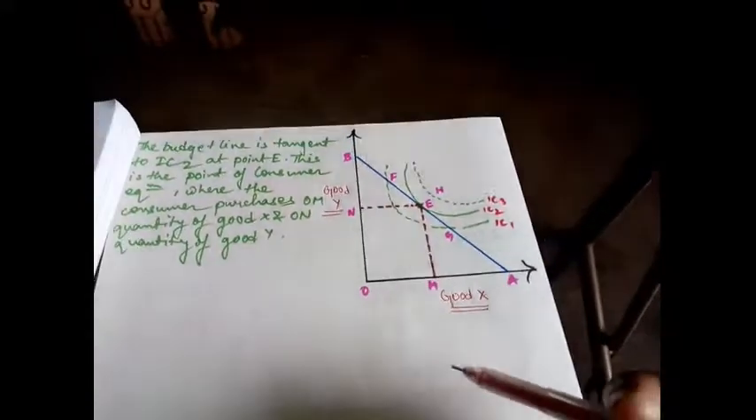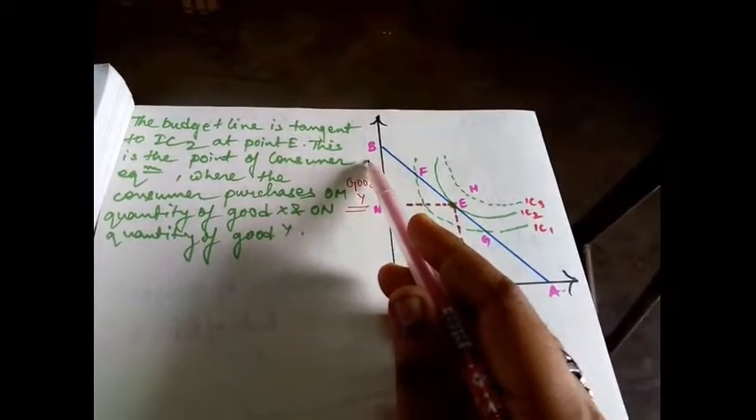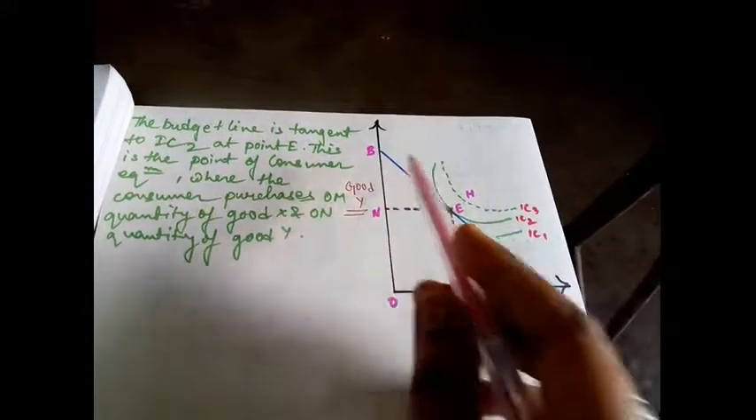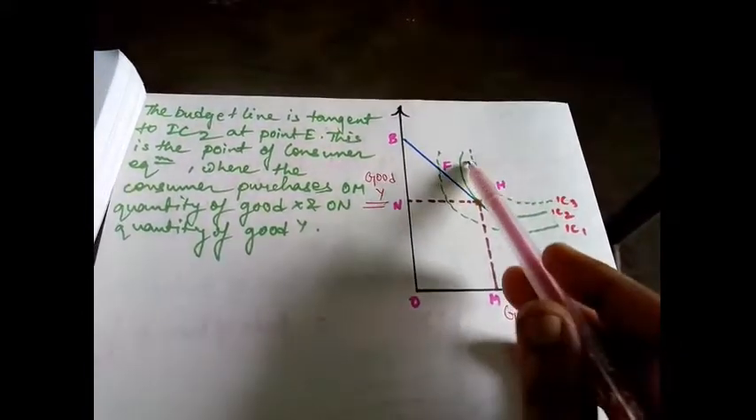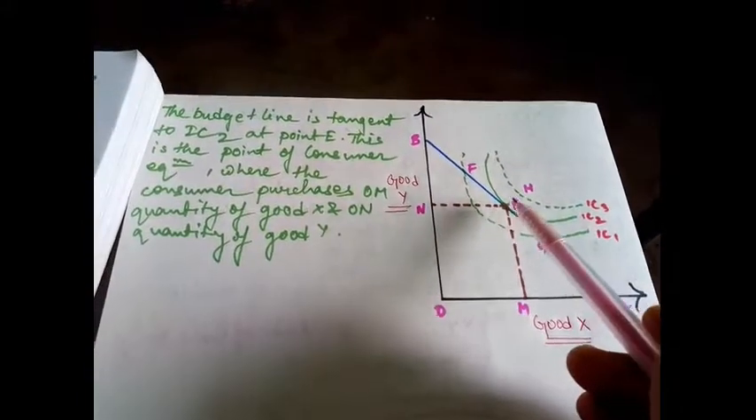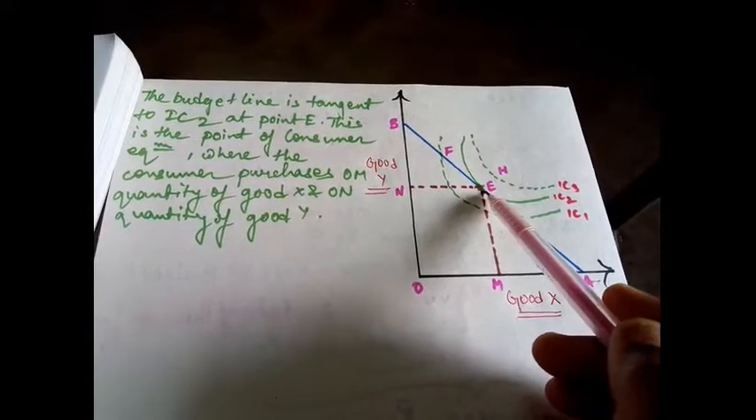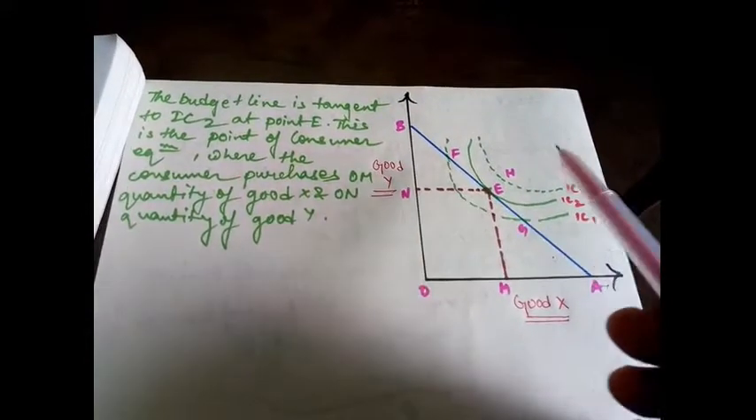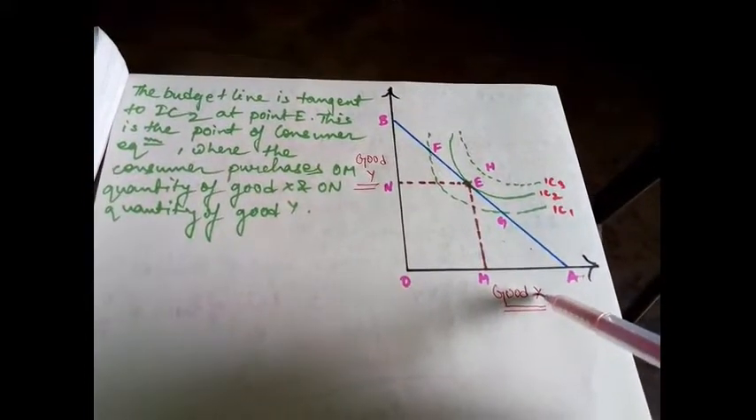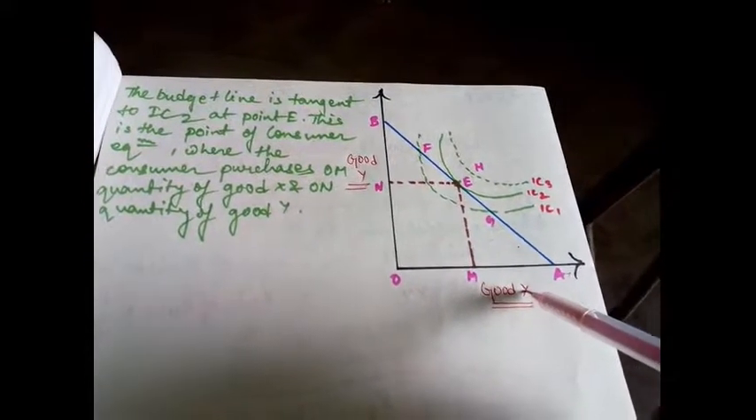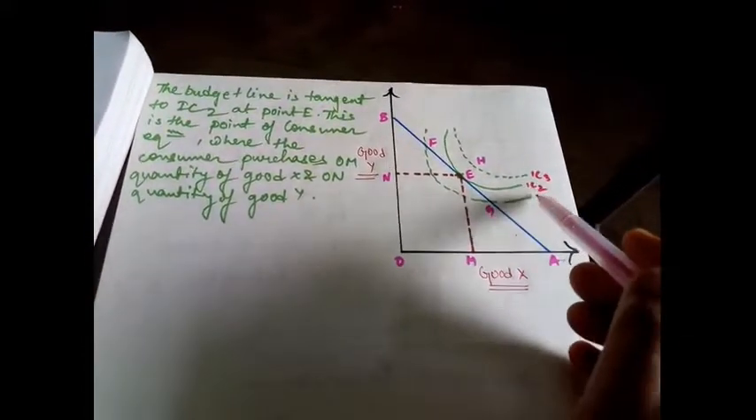See, AB is my budget line. And what I have told, the slope of the budget line must be equal to the slope of the indifference curve, and only then will the consumer reach the equilibrium situation. So the slope of the budget line is AB, and which indifference curve is just tangent or just touching the budget line? Indifference curve 2.